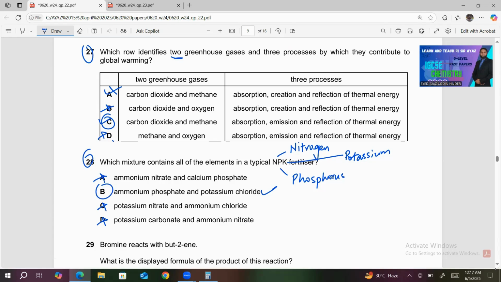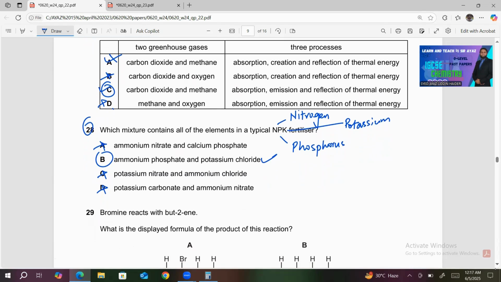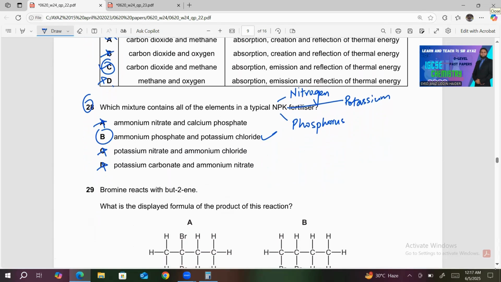We have ammonium phosphate and potassium chloride. They will be responsible and act as a typical NPK fertilizer. That is, they provide nitrogen, phosphorus, and potassium.